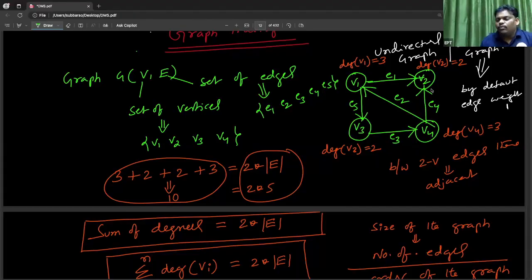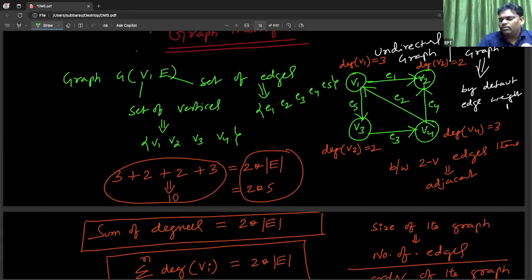Can anyone help me now? What is the degree of V1? I want an answer from you. Suppose it is a directed graph. What is the degree of V1? Ashwini is saying that. Remember, if it is a directed graph, there is no plain degree. Now you will see in-degree and out-degree.